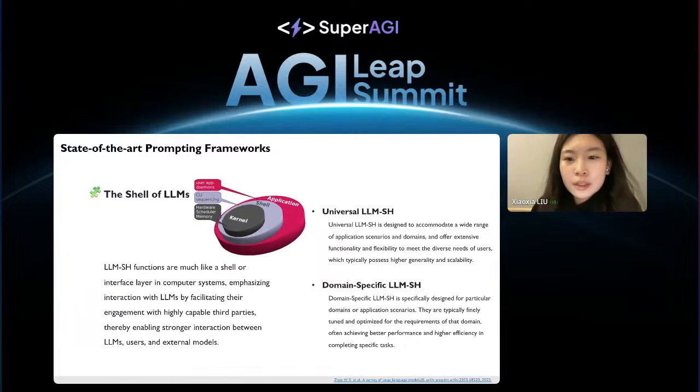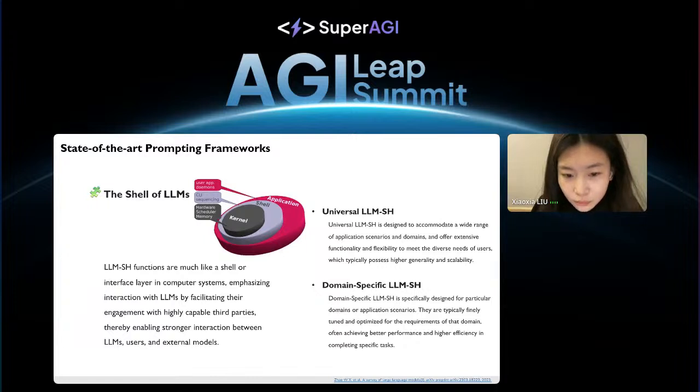We also know that SuperAGI belongs to this type. Like a shell or interface in computer systems, the shell LLMs enhance interaction with LLMs by facilitating their engagement with highly capable third parties, thereby enabling stronger interaction between LLMs, users, and external models. We categorize it into two subtypes, so-called universal LLMSH and domain-specific LLMSH.